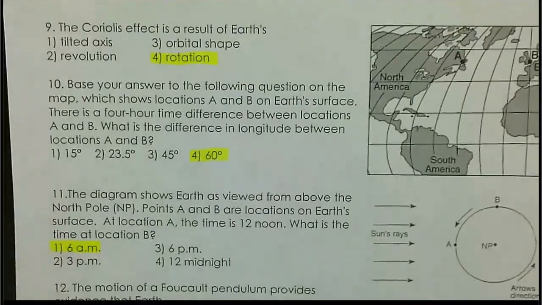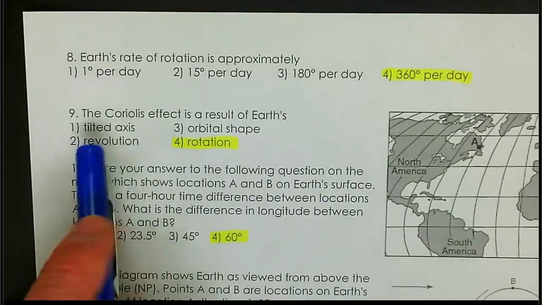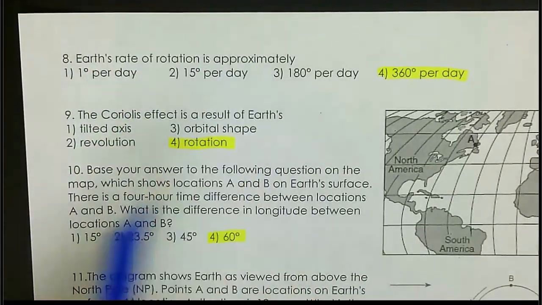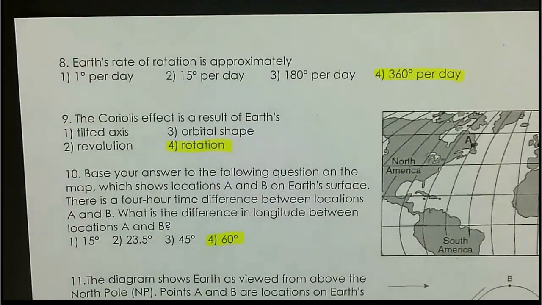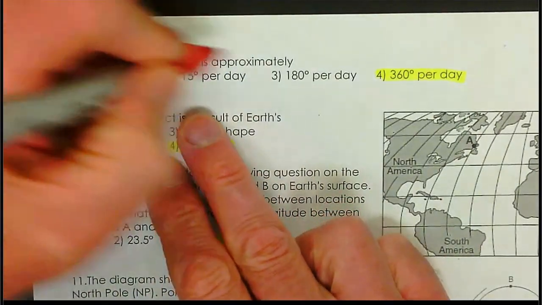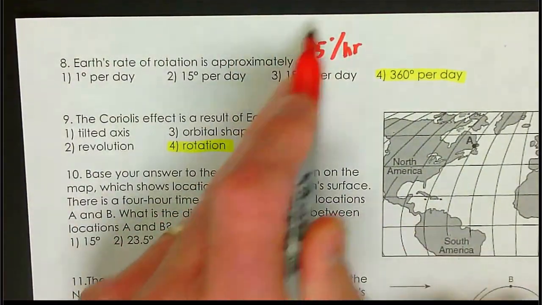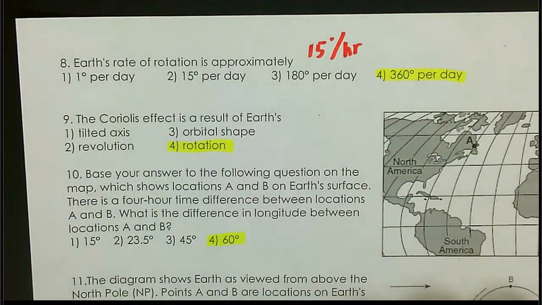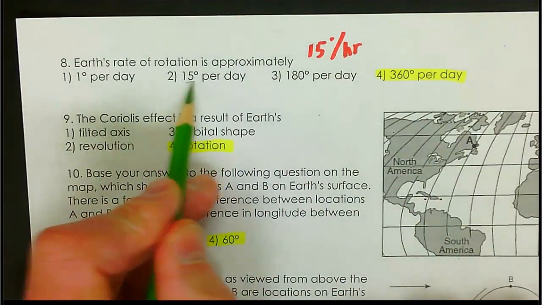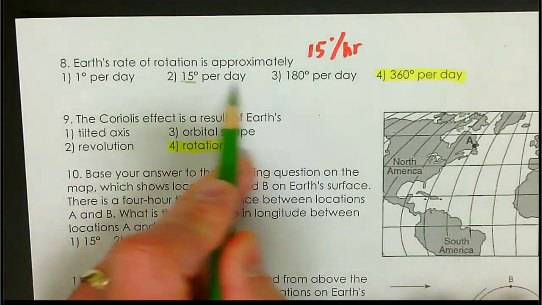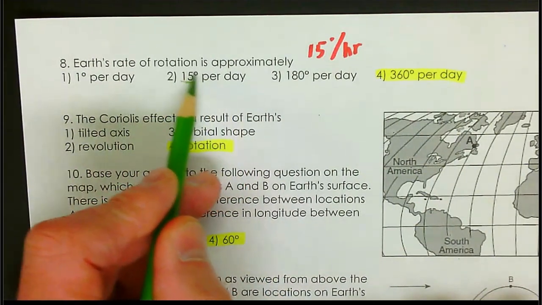Question 8. Earth's rate of rotation is approximately, so a lot of times we put in our notes, we hammer this home, that the Earth's rate of rotation is 15 degrees per hour. That's the number we want you to remember, and that's true. So a lot of times people get this wrong because they see that 15 right there. That's 15 degrees per day. No, the Earth doesn't rotate 15 degrees per day.